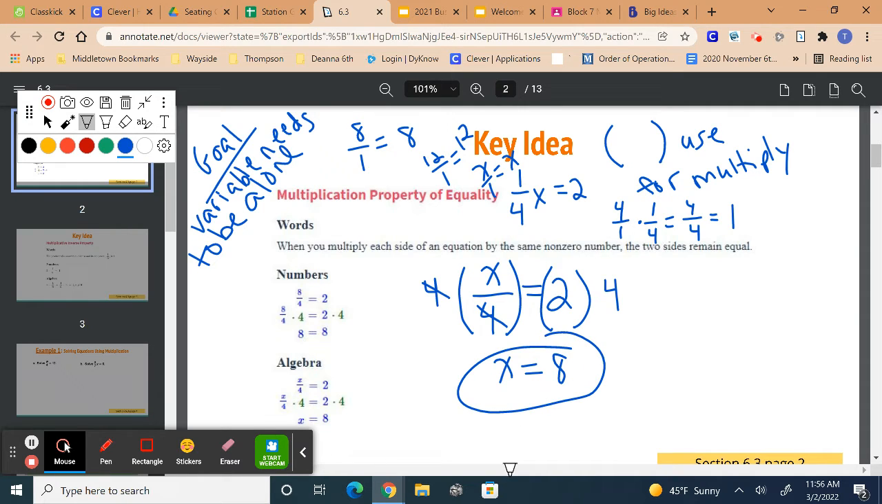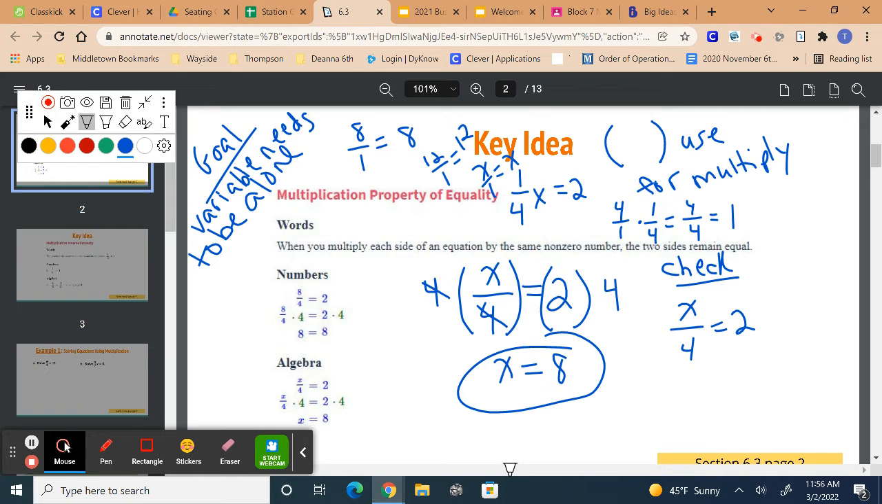All right, because x is the only one left right here. We crossed off our 4s. And what's 2 times 4? 8. All right, so let's check our answers. Let's check our work. I'm hoping to hear more participation, guys. They need to make sure you're understanding this.